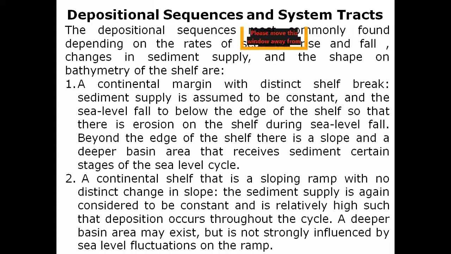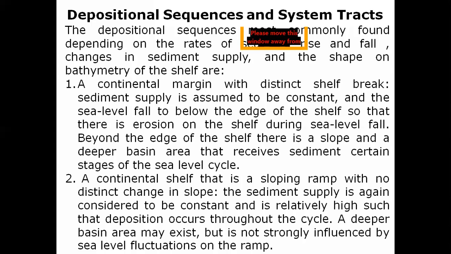So you see, we know that most of the sediments are piled up along the coast, near shore, transition or offshore. But in the deep sea, sediment supply is much less. But whenever the sea level is falling towards a certain level, then some of the sediments also reach the deeper part of the basin. Number two, a continental shelf that is a sloping ramp with no distinct change in slope.